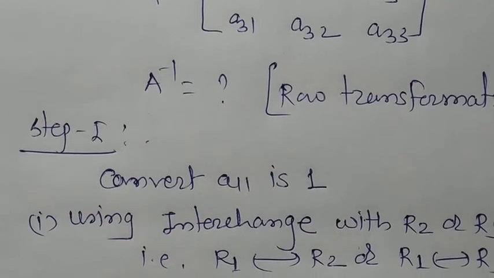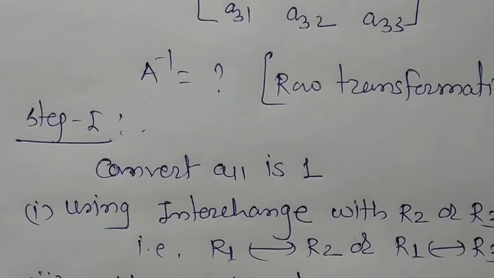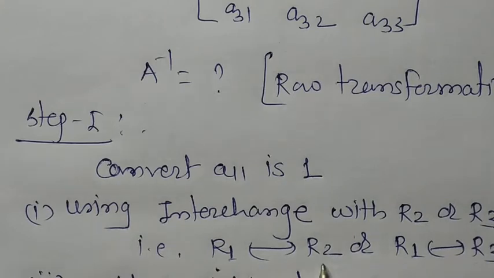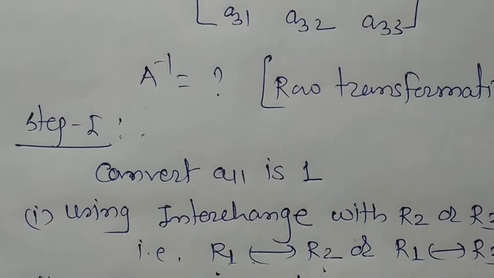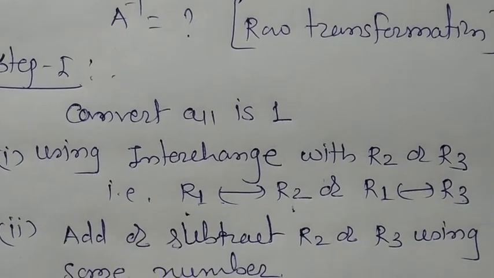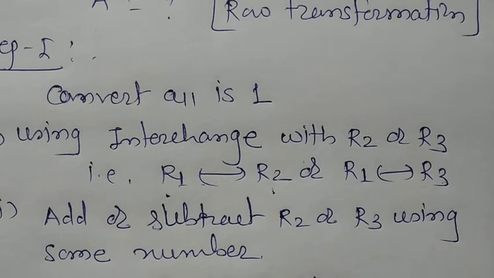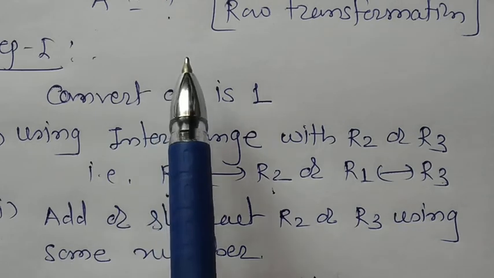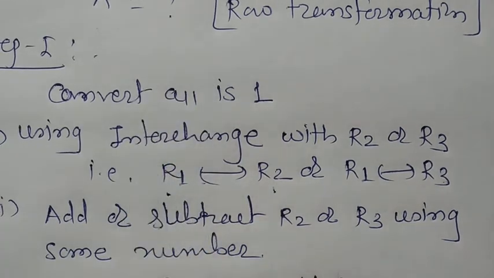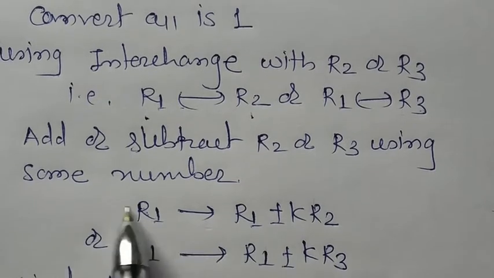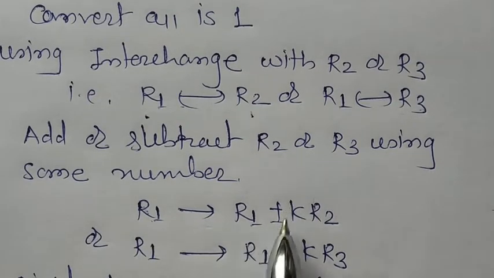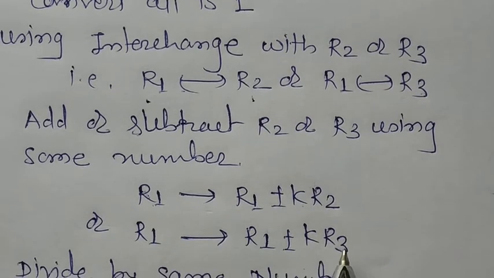So we are interchanging with R2 or R3. That is, R1 interchange with R2 or R1 interchange with R3. This is the symbol of interchange. If neither A21 nor A31 is 1, then we can add or subtract R2 or R3 using some numbers. Suppose there are 3 and 2, so 3 minus 2 is 1. In that way we take R1 plus or minus k of R2, or R1 plus or minus k of R3.